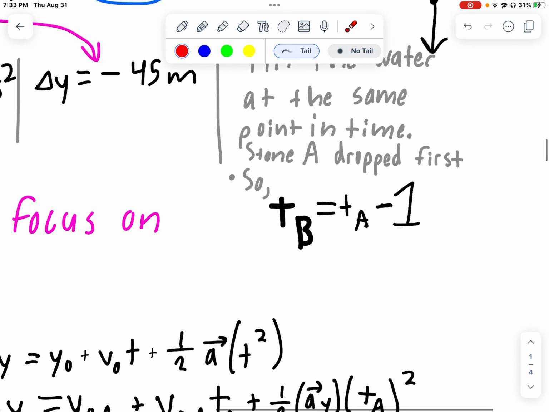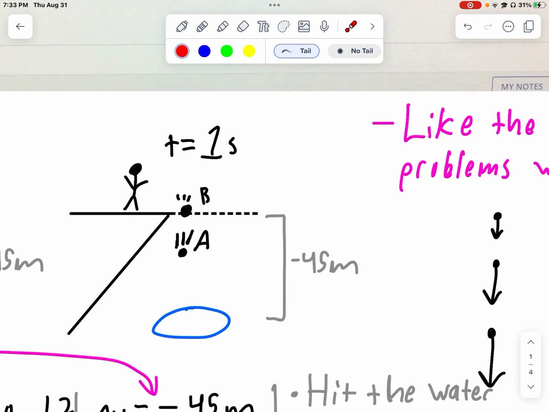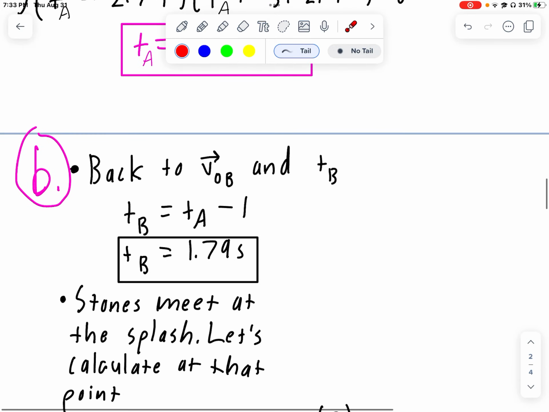So we know that time B equals time A minus 1, because stone B left 1 second after stone A was thrown. I guess stone B was thrown 1 second after stone A was thrown. So it takes less time to cover the same amount of distance as stone A, like I have here.